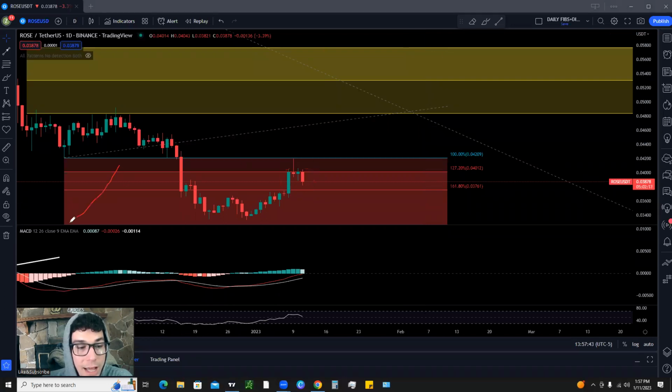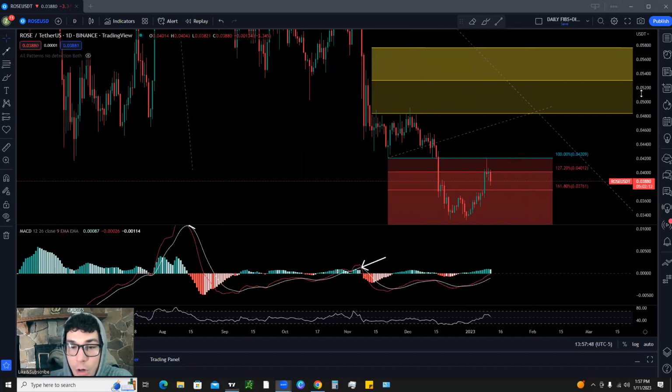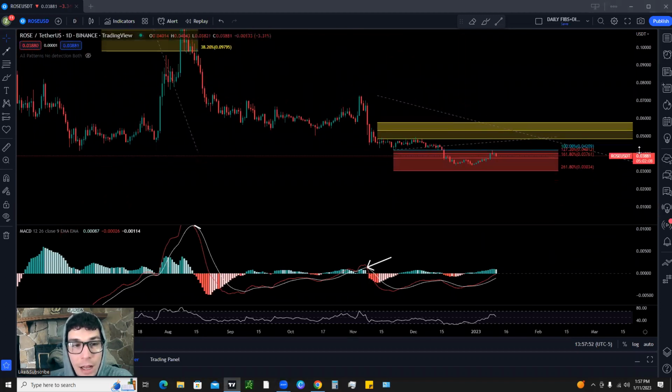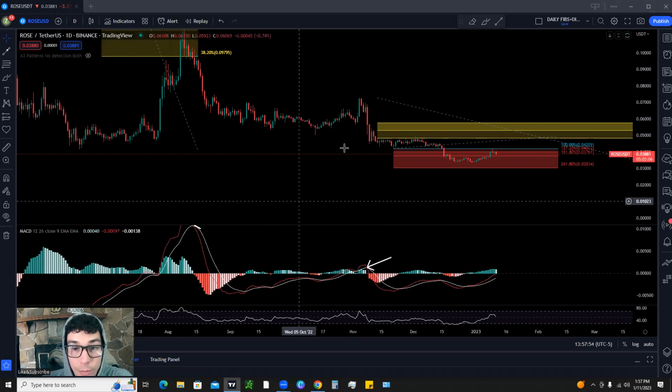We're also going to take a look at our MACD, because the MACD is very useful, especially in a bear market, for spotting potential exit signs and helping to predict possible big crashes.